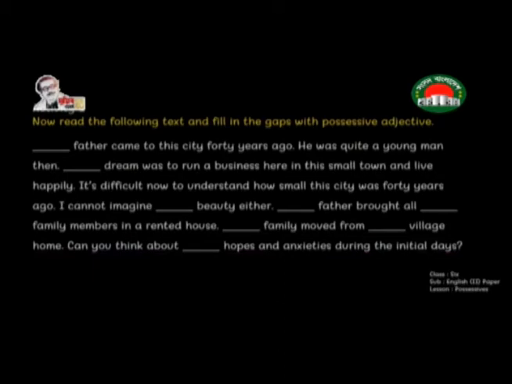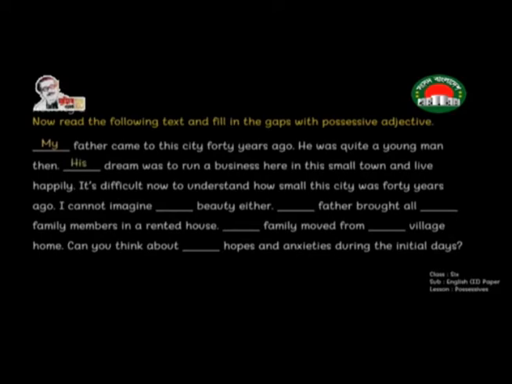Okay. So now, let's solve. Dad's father came to this city 40 years ago. So answer will be my father. My father came to this city 40 years ago. He was quite a young man then. Dad's dream was to run a business here in this small town. Okay. Whose dream? My father's dream. So answer will be his. His dream was to run a business here.